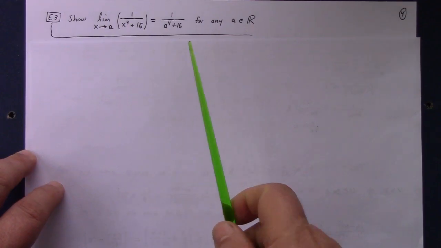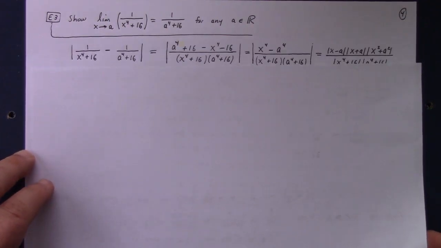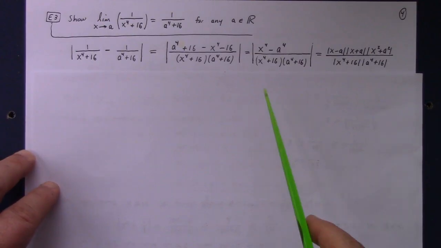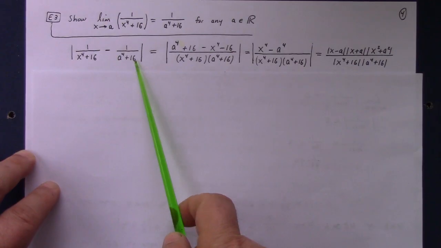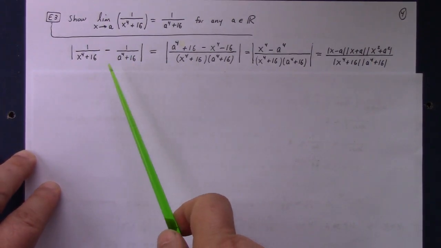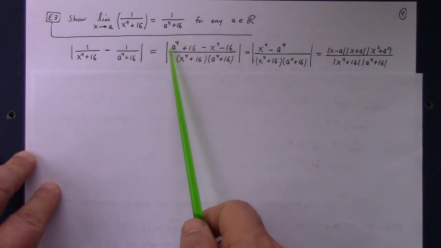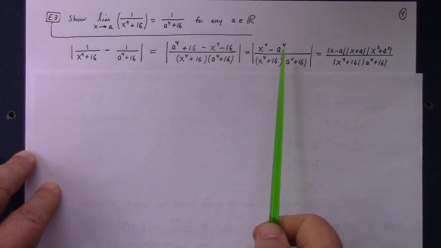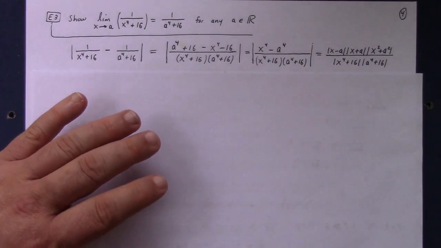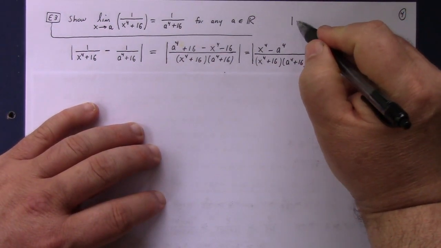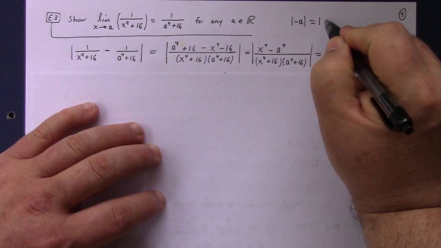so I want to show this limit. All right, this is going to take us a little bit of trouble. We're going to get it though. So we take the difference of the limiting function and the limiting value, like that, make a common denominator, all right? And I don't like working with a to the 4th minus x to the 4th, so I'm just flipping it to x to the 4th minus a to the 4th. I can do that because remember that the absolute value of minus a is equal to the absolute value of a for any a, right?